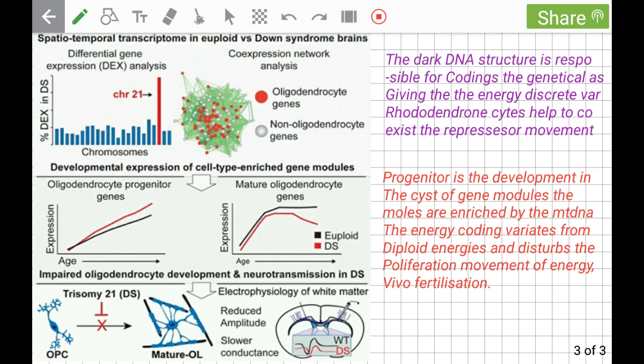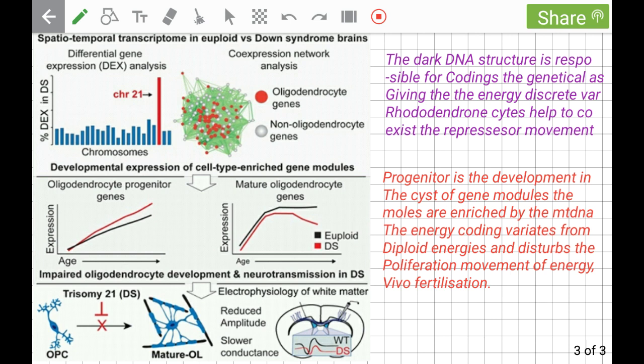The next thing is the spatiotemporal transcriptome in euploid versus Down syndrome brains. Down syndrome brains is responsible for the energy transfer translocations. So balanced energies dorsalization takes place from the homodynamic forms. So chromosome 21 is affected by the differential gene expression.